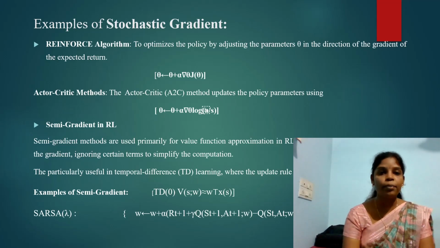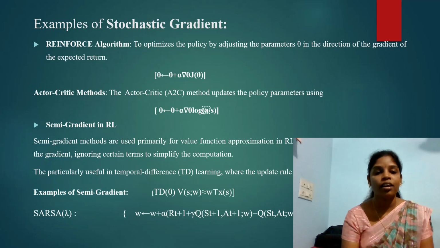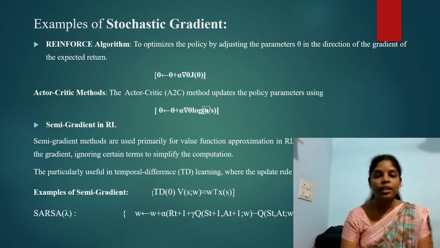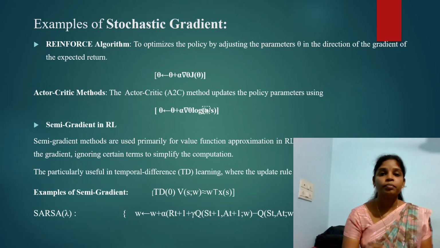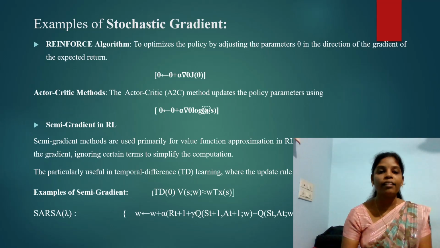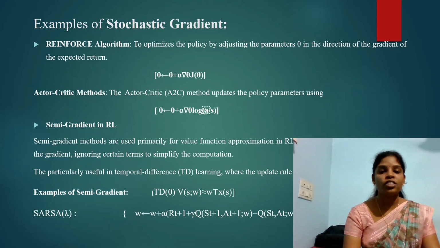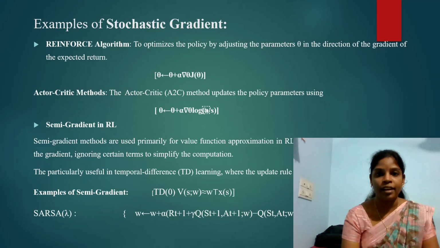So these are examples of stochastic gradient and semi-gradient. With these two kinds of methods, we implement function processing on the state and adjust the policy by minimizing the loss function, eliminating terms such as alpha and the gradient in the semi-gradient case.